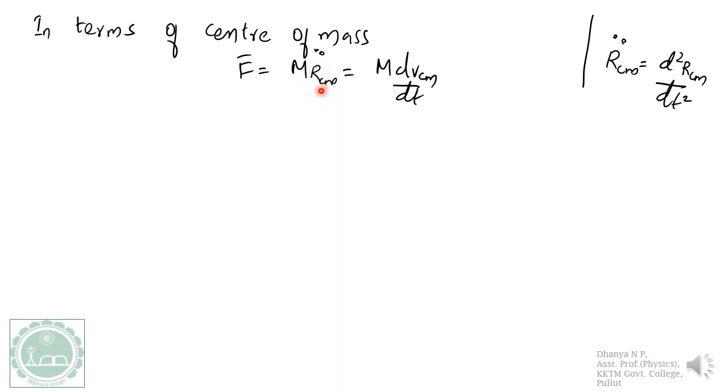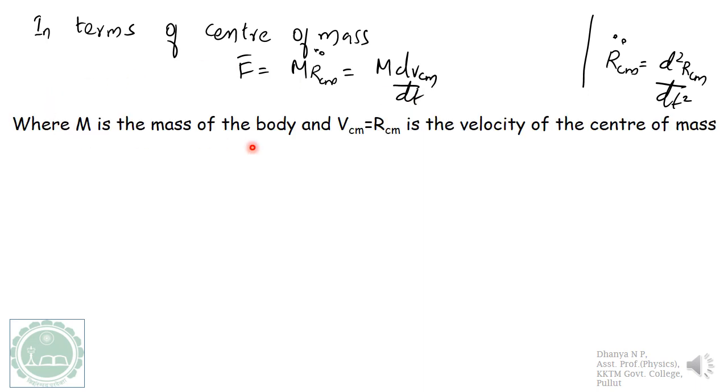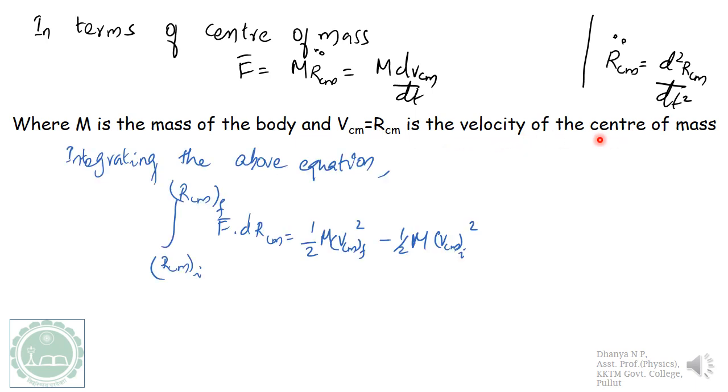It is r_cm double dot. This notation stands for d square r_cm by dt square. If r_cm single dot was there, it would be dr_cm by dt, and so on. F is equal to ma is equal to m r_cm double dot. It is equal to m into dv_cm by dt. Rate of change of velocity is the acceleration, where m is the mass of the body and v_cm and r_cm are the velocity and position vector of the center of mass.